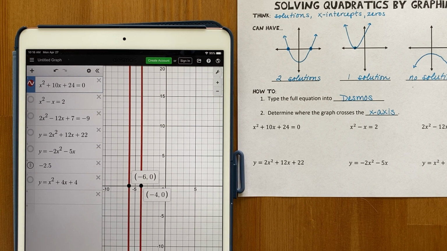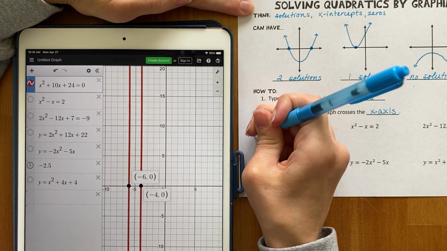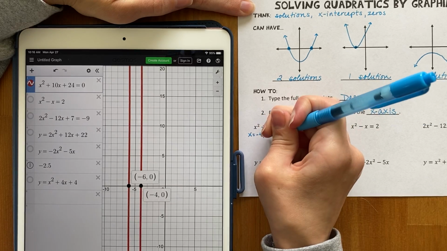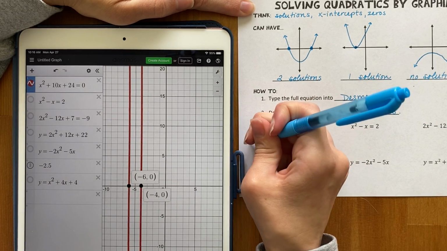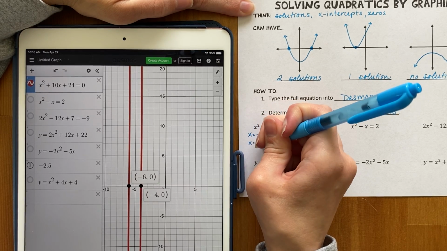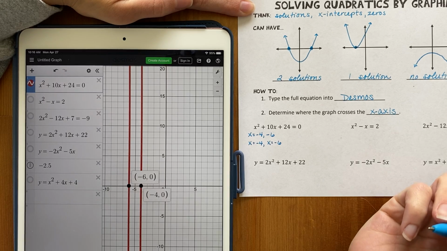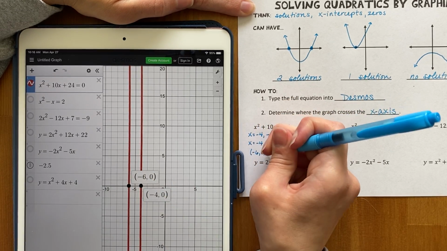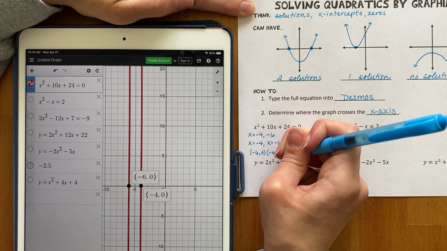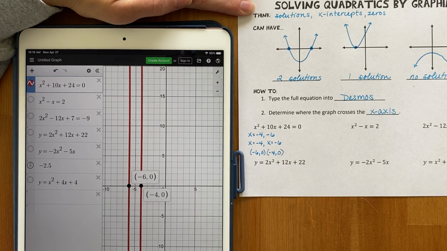So when it comes to writing down our answers, here's what this can look like. We can write down something as simple as x equals -4 and -6, with a comma. You can split those apart. Here's another option: x equals -4 and x equals -6. You can copy down these coordinates directly, (-6, 0) and (-4, 0). Now notice that both of these are x's, so I can't put -6 and -4 together in the same set of coordinates. That doesn't work so well.